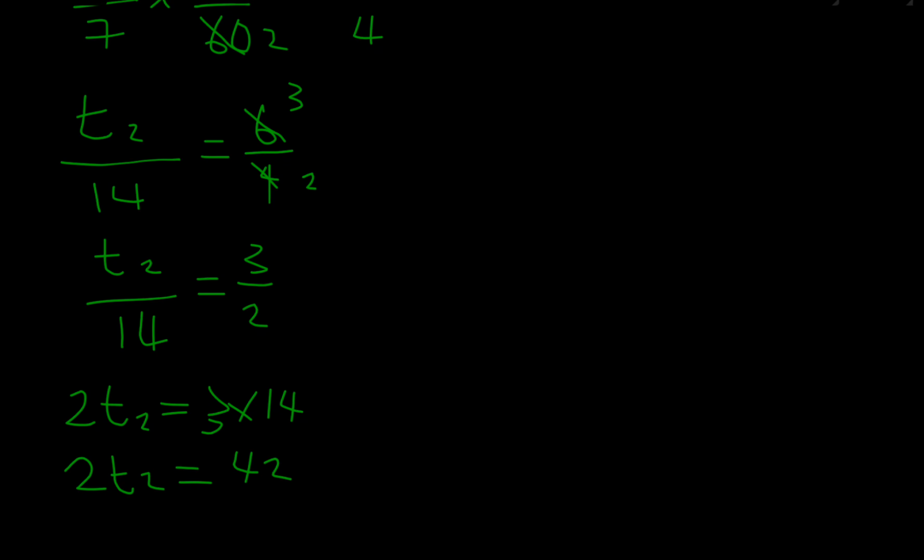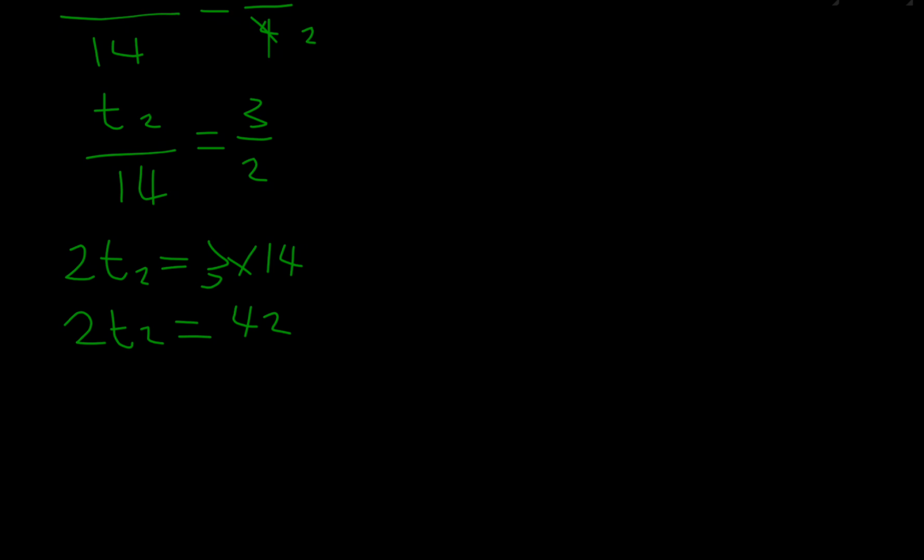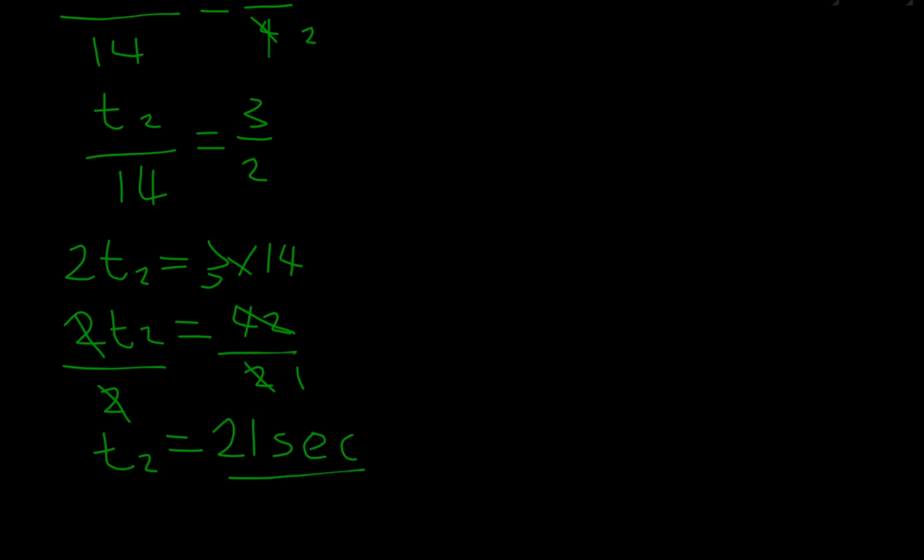And next, isolate T2 by dividing all through by 2. 2 cancels 2, you get T2 equals 42 divided by 2, which is 21, and this will be 21 seconds.